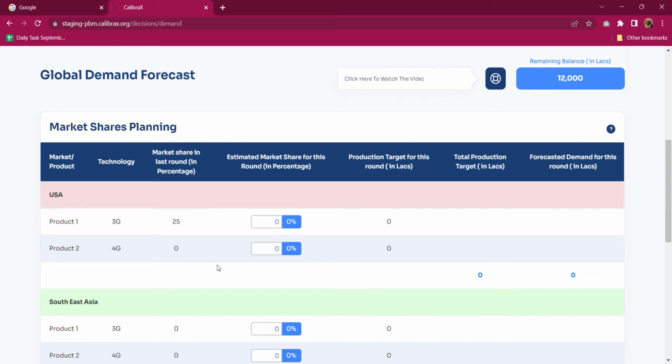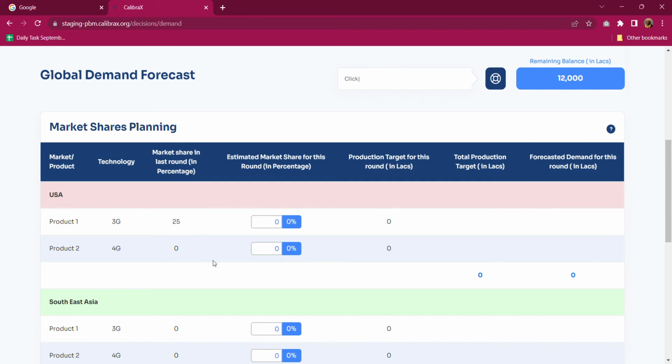Market share is calculated by four variables, namely the price set by the team, availability of the same product in the same market, marketing strategy adopted by the team, and the amount of the promotion that the team is spending in the particular market. Here we can see we have got 25% at the last round and 0% for 4G in the last round.